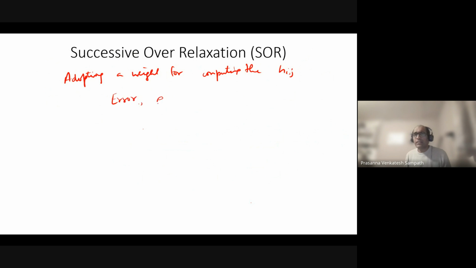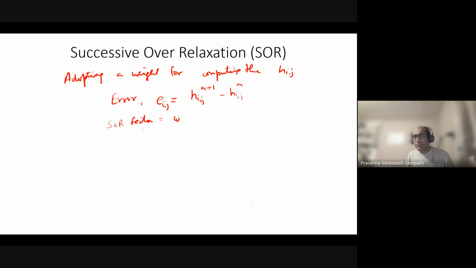Let's call it E. The error is simply h at i comma j in the m plus 1th iteration minus h at i comma j in the mth iteration. This is how mathematically we are defining the error. This is the error at i comma j. At every cell, you will have a different error, right? So now what I'm going to do is define the successive over relaxation factor, or this weight that I spoke about. It's called the SOR factor.